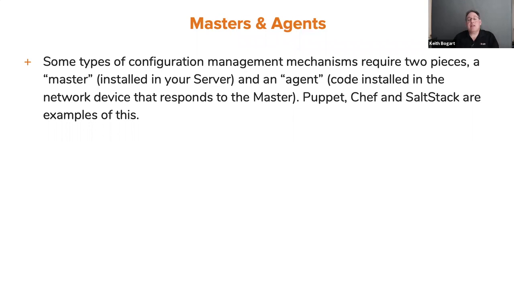Okay, so here's another really important CCNA concept. So of those tools we're going to look at, Ansible, Chef, Puppet, one of the high-level things that makes them different is this right here. Some of those tools require two software components. A component that you've installed and downloaded on your server, like your Ubuntu box or your MacBook or your big Linux server, whatever. And then a secondary software component that's actually living inside of the router or the switch.